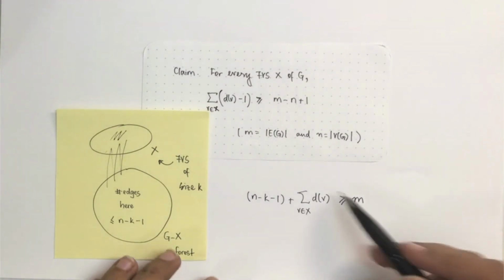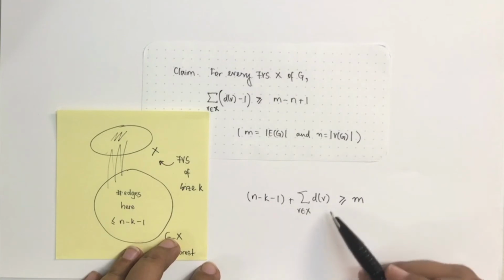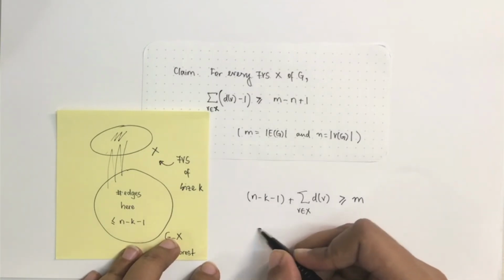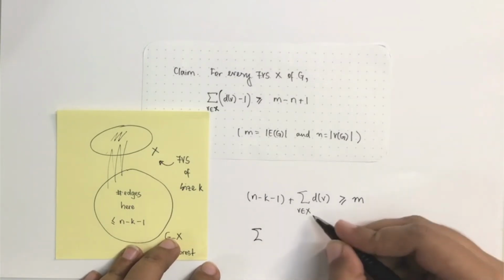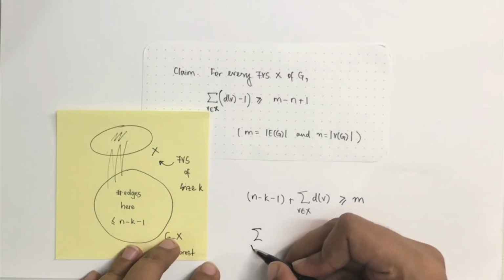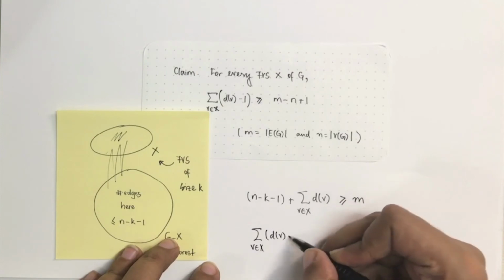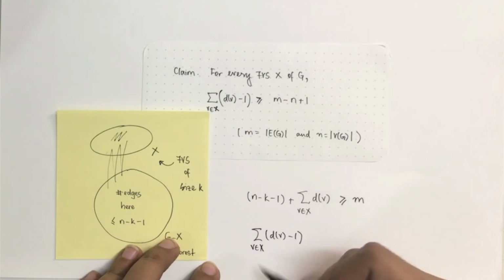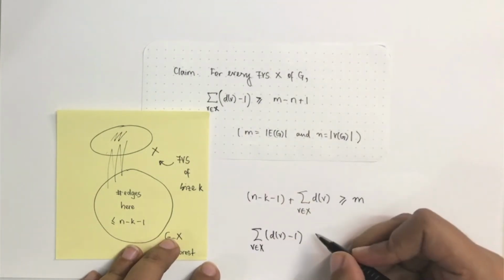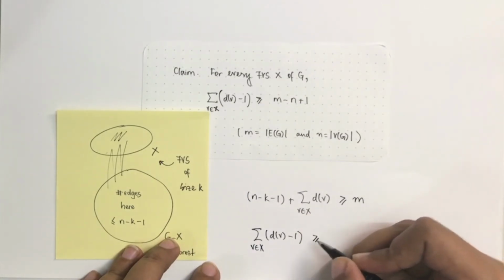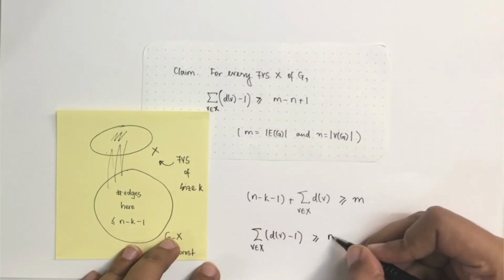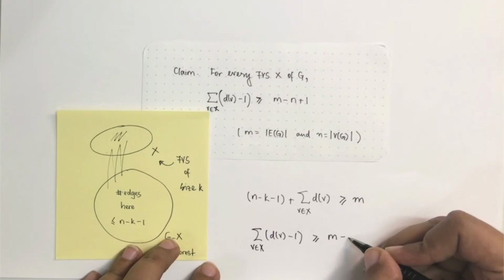And now with some appropriate rearrangement, we just pull in the minus k here. Remember that the size of X is k, so this really amounts to the sum of d(v) minus 1, which is promising. That's kind of what we have on the left hand side there, and just bringing the remaining terms on the other side, we have exactly what we want.